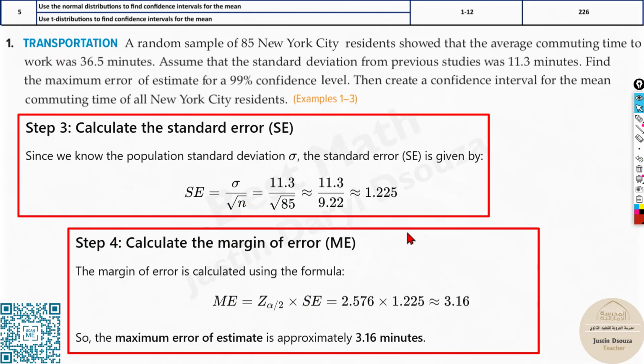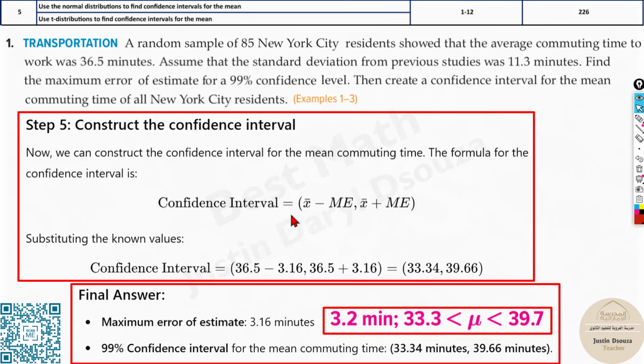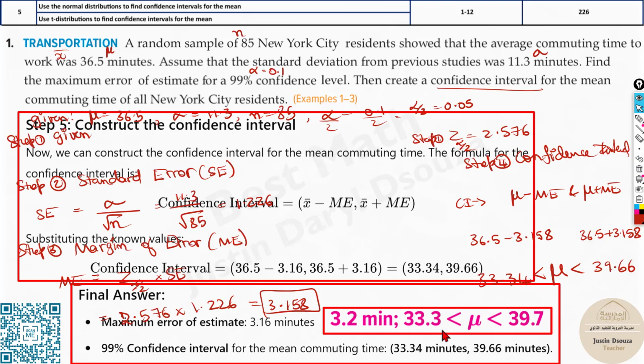So our answer might slightly vary because over here they have not rounded it off. That's why they have got a margin of error of 3.16. And then when you find the confidence interval, these are the answers. Yes, we got the accurate value. It's just rounded off to the nearest tenth of a minute. So if you round off 33.34, it's 33.3. And the upper limit will be 39.7. Yeah, we got the exact values over here.